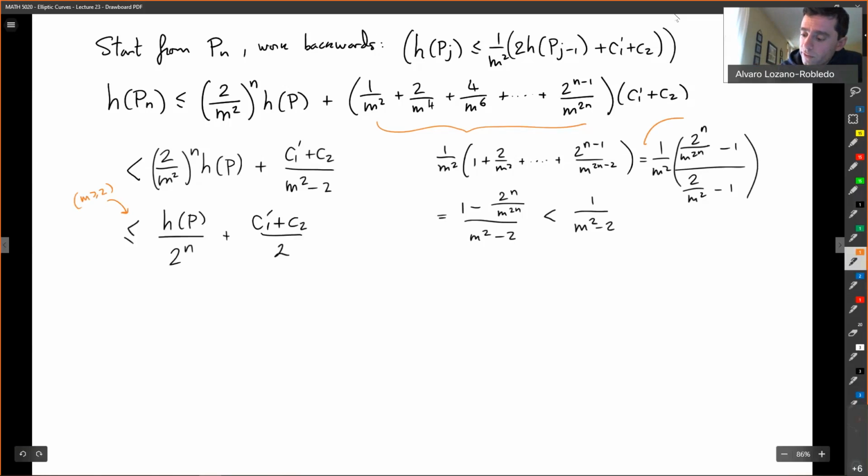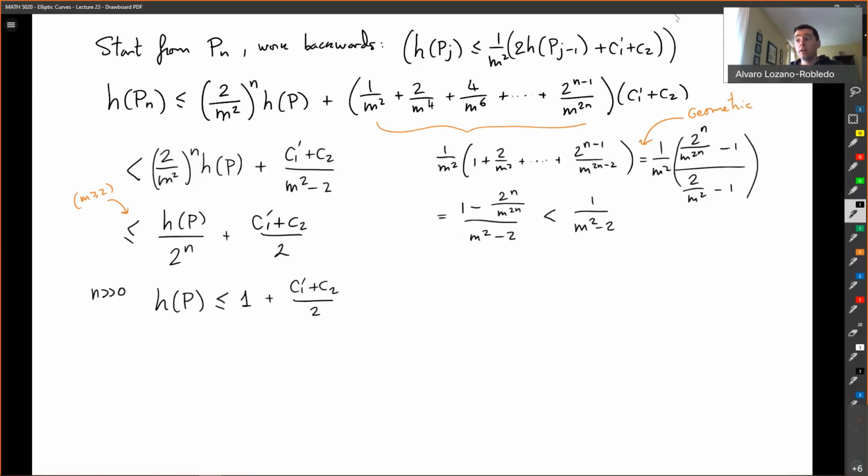Here I've used the fact that it's geometric, and I can add those. All right, now I let n be big enough in this process. If n is big enough, whatever the height of P is, the height of P over 2 to the n at some point is going to be less or equal to 1. So for large enough n, this is going to be less or equal to 1 plus C1 prime plus C2 over 2. And that bound did not depend on P.